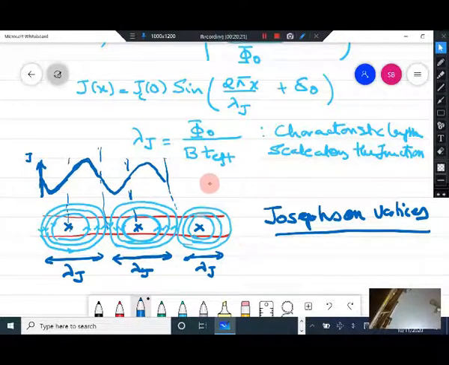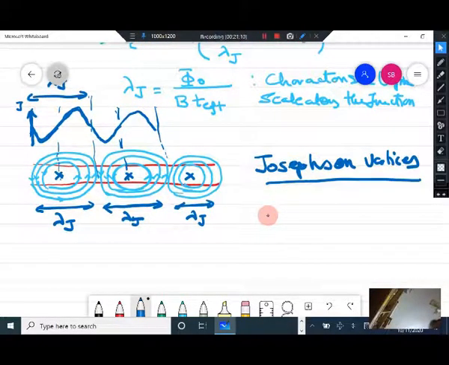They are different from conventional vortices that you have in type 2 superconductors. These are because of Josephson currents which are periodically varying along the junction, and this period is lambda j. Outside the junction you have the shielding currents which I had shown you earlier, the green colored shielding currents, and they combine with the Josephson current, and you have this entire circulation of current around the junction. It is a vortex-like structure inside the junction, so this is called Josephson vortices.